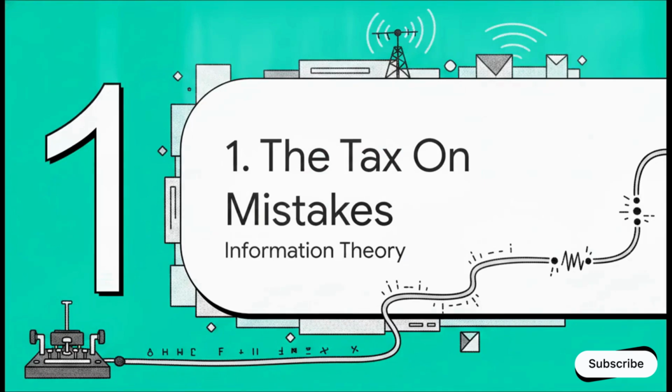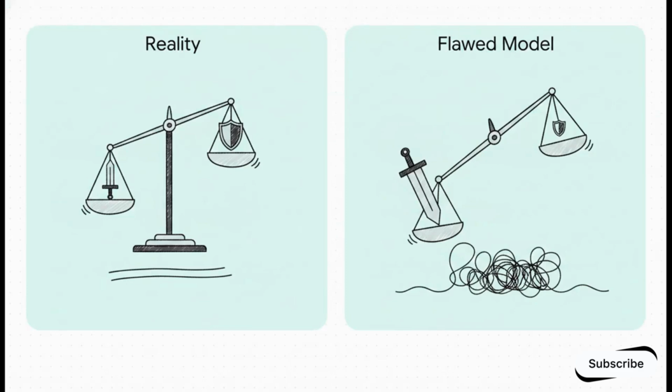Section 1, the tax on mistakes. To really get a visceral feel for what KL Divergence is doing, we need to step away from the abstract math for a second and step into the world of information theory. Imagine a classic telegraph key, the kind used by spies transmitting encrypted messages about enemy movements across a wire. Imagine you are that spy. In true reality, which we'll call P, the enemy attacks 50% of the time, and they retreat 50% of the time. That is the ground truth.